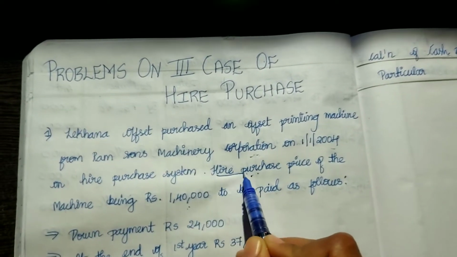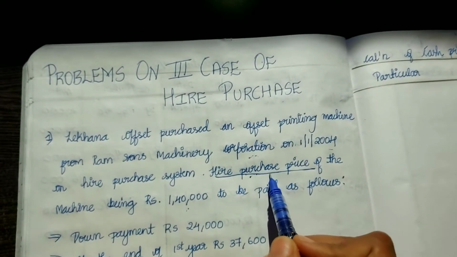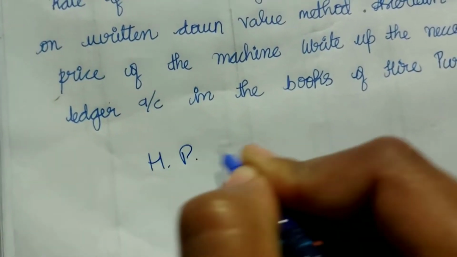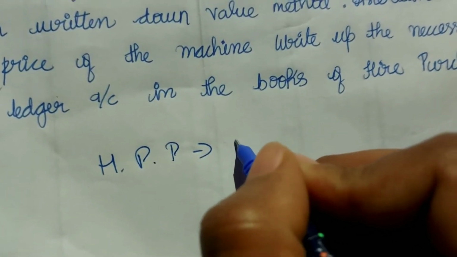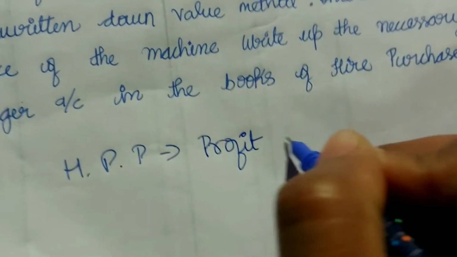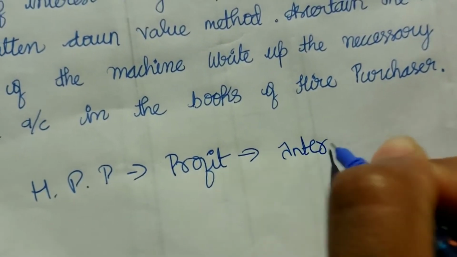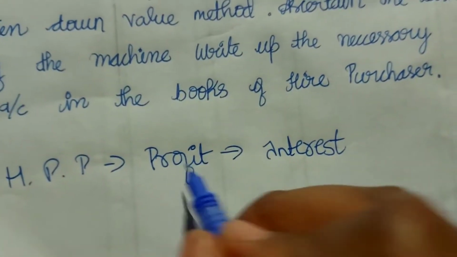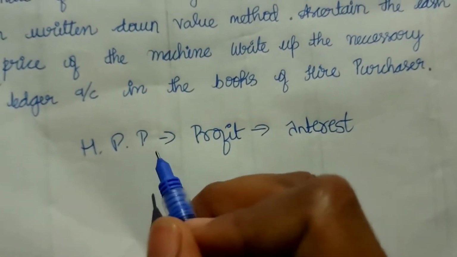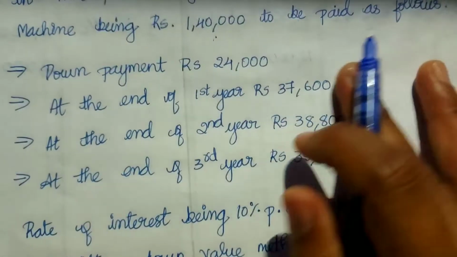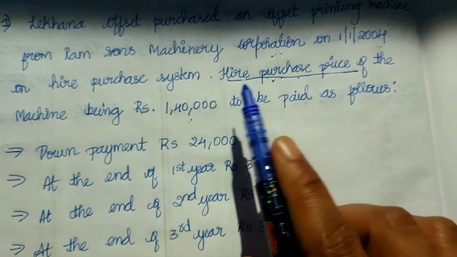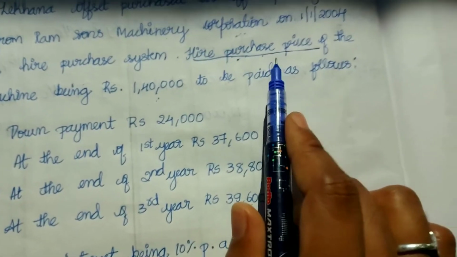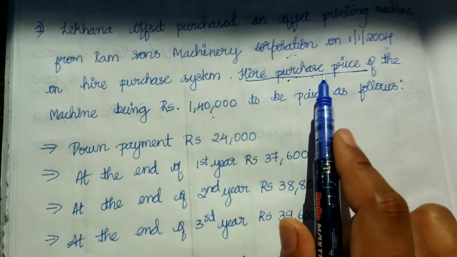If they have given you the hire purchase price, what do you mean by hire purchase price? I'll tell you. Hire purchase price is the price which includes the profit. Here the profit is in terms of interest. So this hire purchase price includes the interest. Here the hire purchase price is 1,40,000. So when they have given you the hire purchase price, you have to identify that it is the third case of hire purchase system.